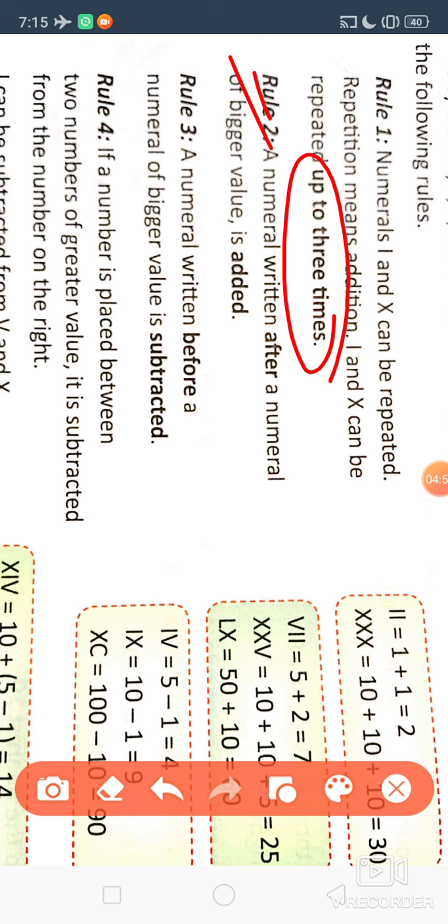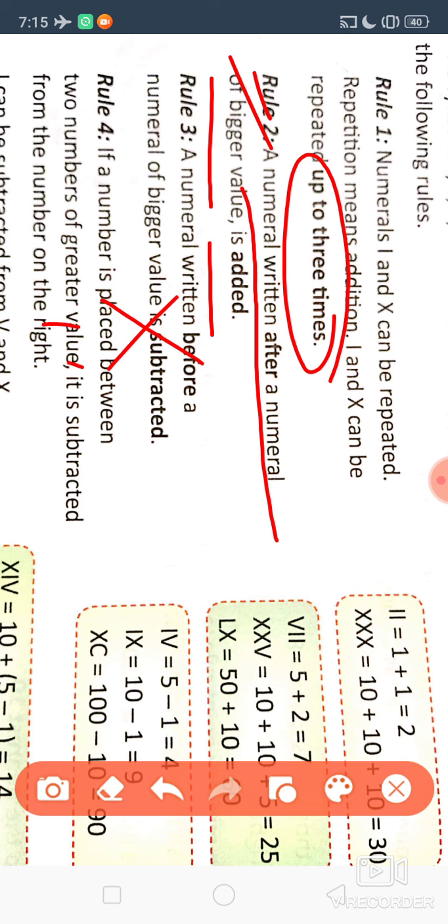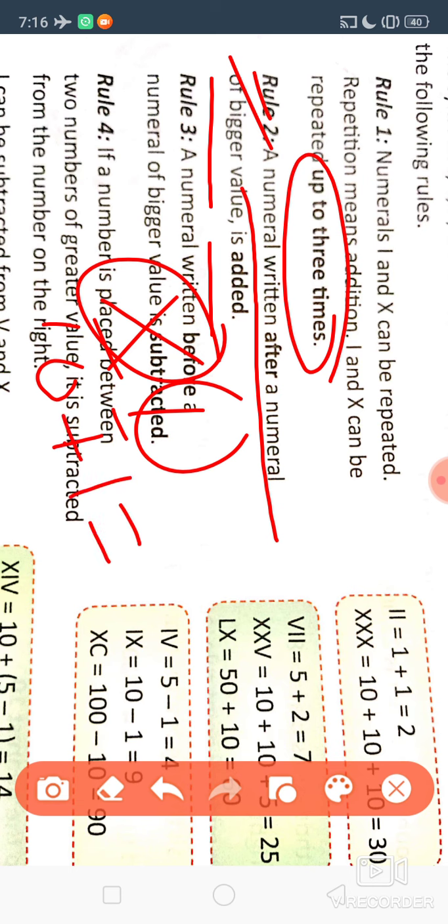Now, what is our rule number 2? A numeral written after a numeral of bigger value is added. Suppose the Roman numeral X is written. X means how much? 10. Then I is written. I means 1. So after X, I is written. If it is written after, then the value of I, which is 1, will be added and it will become how much? 11.